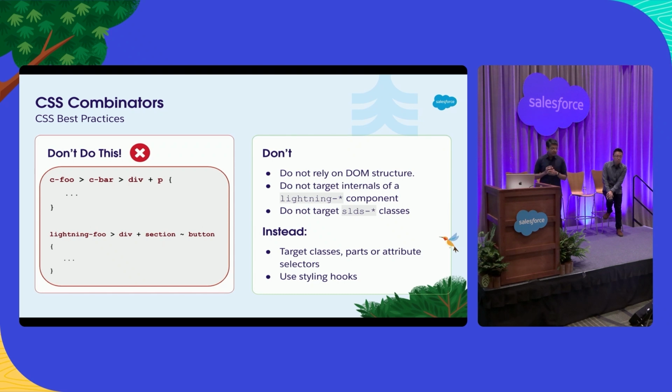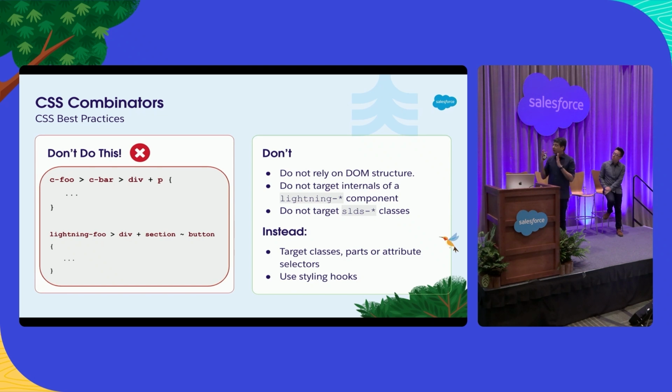So let's talk about some don'ts that are related to this. Don't rely on the DOM structure. Combinators force you to do that, but don't rely on the DOM structure, especially if you don't own the internals of that component. And this extends to Lightning-based components as well. Since you don't own the internals of the Lightning-based components, you have no control over whether the markup underneath changes or not. So if it does change, your customizations will be broken.